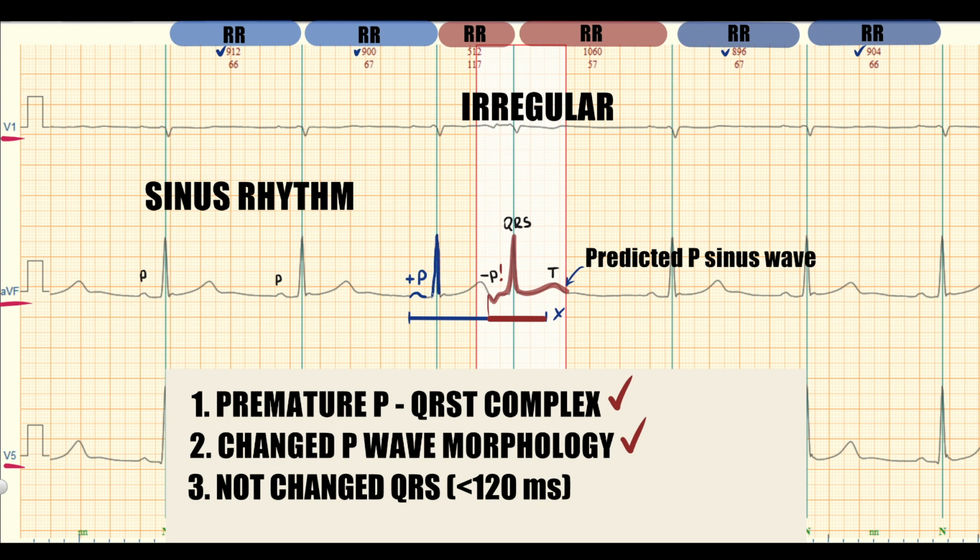Now compare the QRS complexes. As you see, they are identical. The QRS in the premature complex is narrow and equals 60 ms, so the third criterion is present.